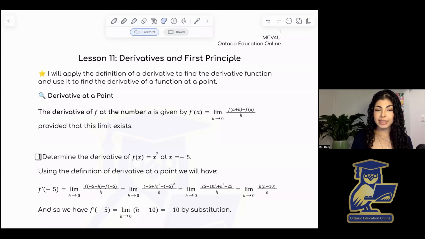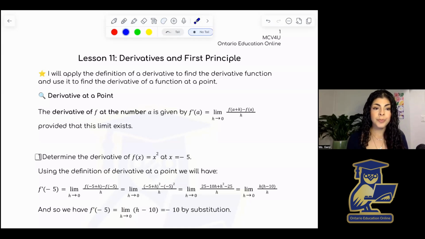Hello and welcome to lesson 11 on derivatives and now the first principle. So today we are going to be practicing applying the definition of a derivative to find the derivative function for any specific function that you're given and use the derivative function to find the derivative at a specific point.